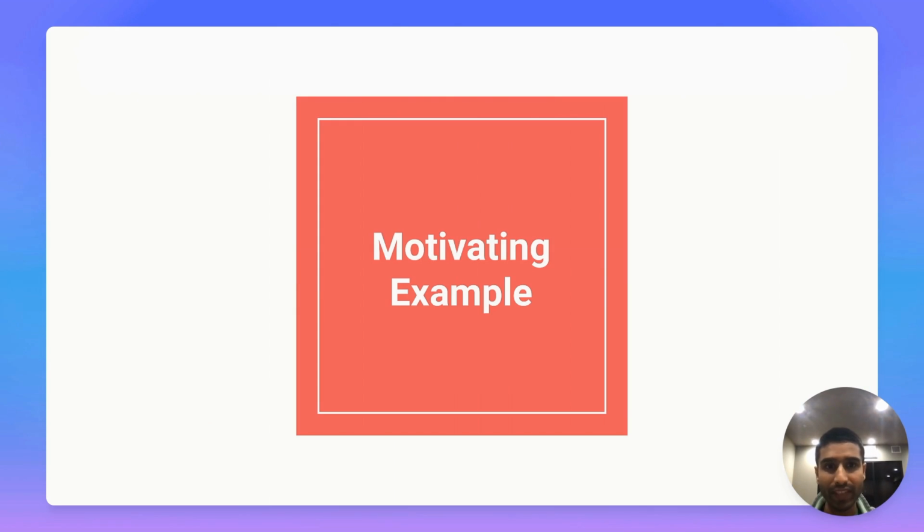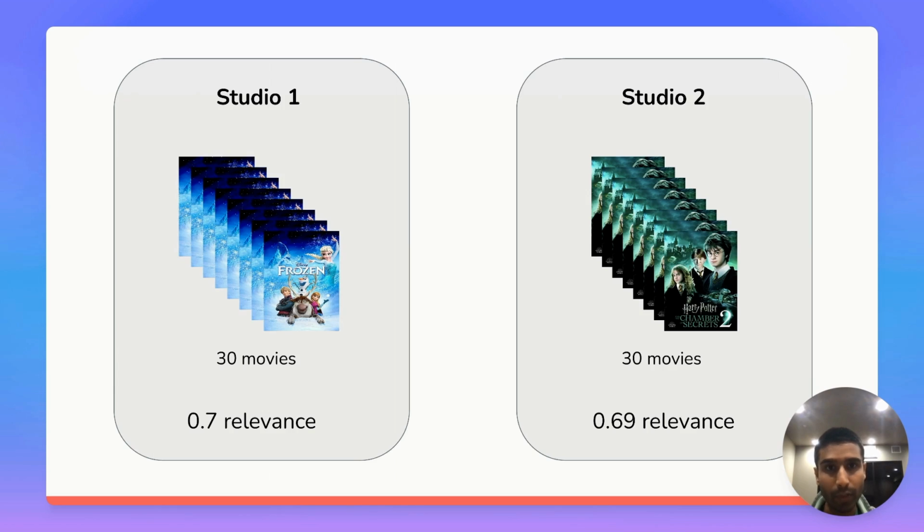And here's a quick motivating example driving this point home. Consider an online movie streaming service which presents a ranked list of movies for any incoming query. And consider two studios. Studio G1 produces 30 movies that all have relevance 0.7, which means that there's a 70% probability that the user will want to watch each movie. And Studio G2, which produces also 30 movies, but they all have a slightly lower relevance of 0.69. Still comparable, but slightly lower.